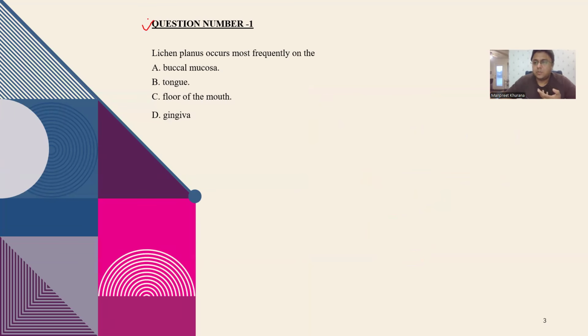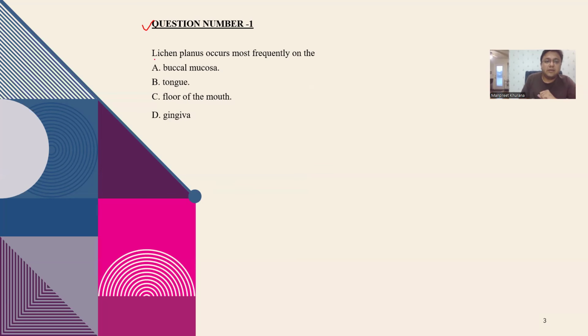Let's start with question number one. There'll be around 2000 questions which we'll be discussing in detail over a series of lectures. There'll be a lot of lectures. Now, the most important thing whenever we talk about any question, for example: lichen planus occurs most frequently on which surface? Buccal mucosa, tongue, floor of the mouth, or gingiva.